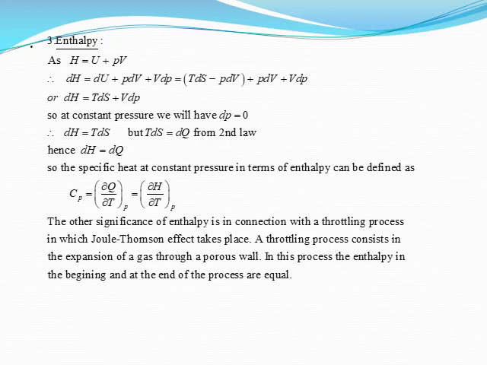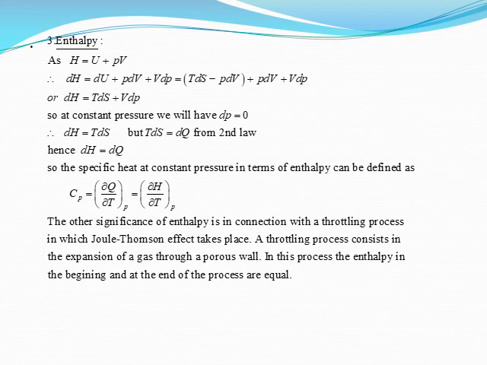Now we see the significance of enthalpy. As we have H is equal to U plus PV, so dH is equal to dU plus PdV plus VdP. Now putting the value of dU here, we get dH is equal to TdS minus PdV plus PdV plus VdP. PdV cancels, we are left with dH is equal to TdS plus VdP. So at constant pressure we will have dP is equal to 0. So the above equation can be written as dH is equal to TdS. But TdS is equal to dQ from the second law. Therefore we have dH is equal to dQ.